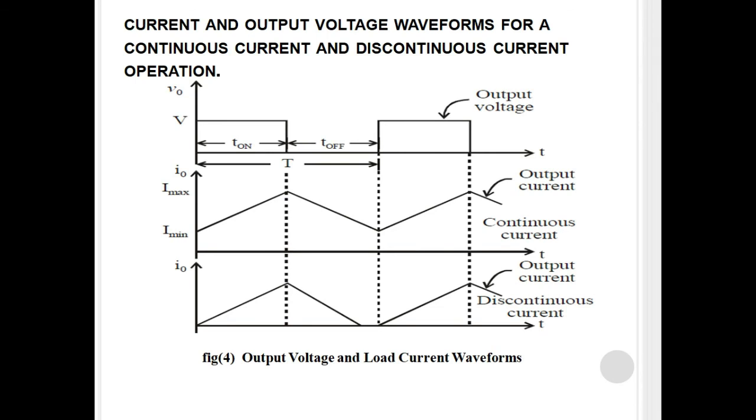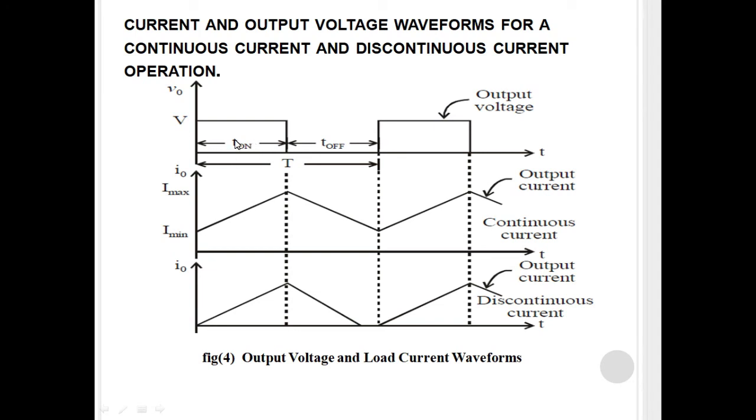So these are the current and output voltage waveforms for continuous current and discontinuous current operation. Basically, this diagram shows the operation of a step down chopper with RL load in the form of a waveform. When the chopper is on, the current rises from I minimum to I maximum, and the output voltage across the load is V output equal to Vs.